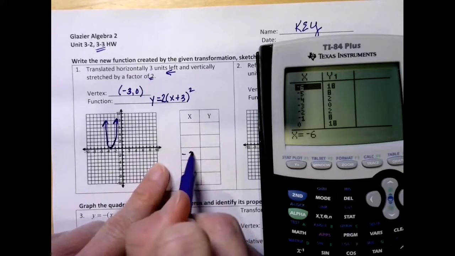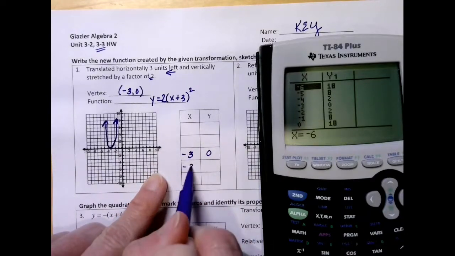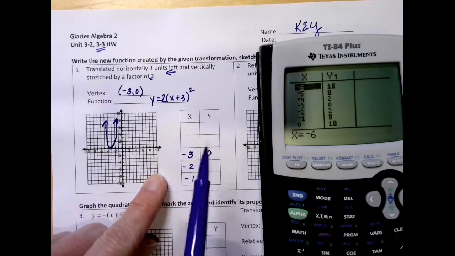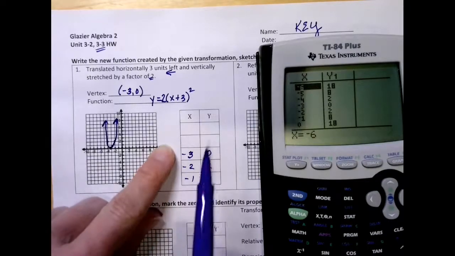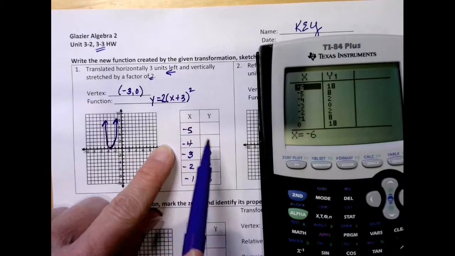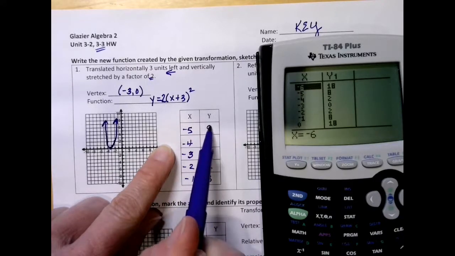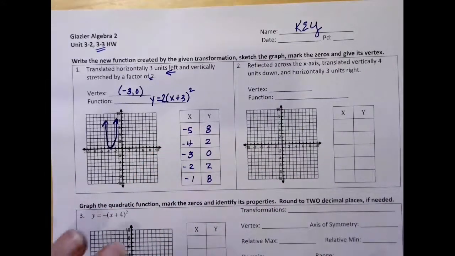So I know that -3, 0 is my vertex. I like to go to 2 values bigger, -2 and -1, and 2 values smaller, -4 and -5, and notice the symmetry in my table. Alright, let's check out the next one.